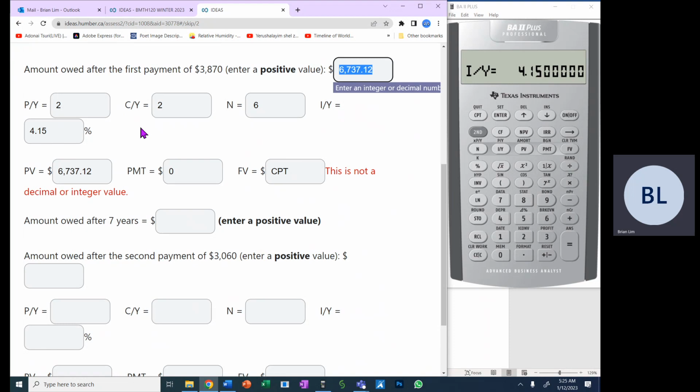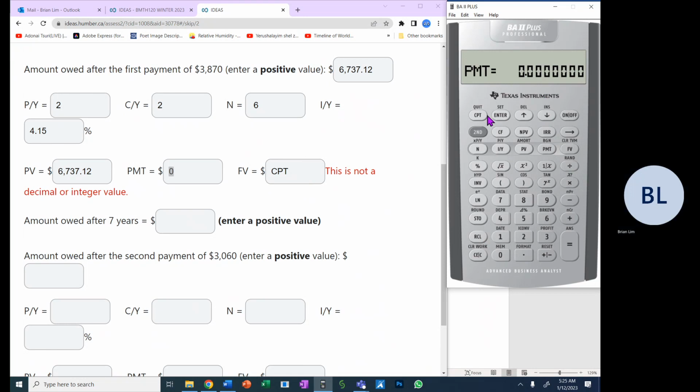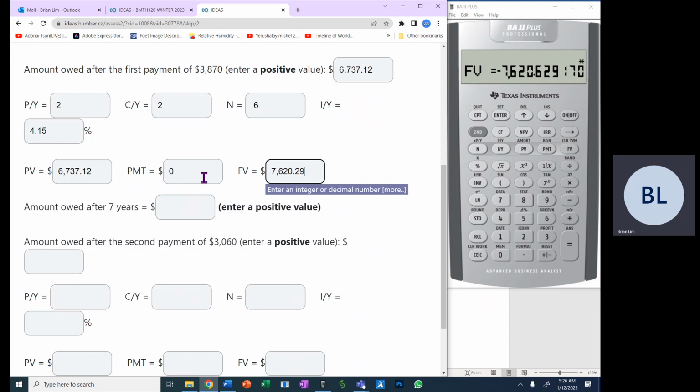Now, I inserted this value there that was owing after the payment into the present value. So if I recall the present value, that number should be there. And I didn't worry about rounding, so I just leave it like that. Okay, 0 for the payment. That is another recall. There was no change there. So it's a recall, and payment should be 0. And we compute the future value, and that turns out to be this number here, 7620.29. Right? So that should be correct.